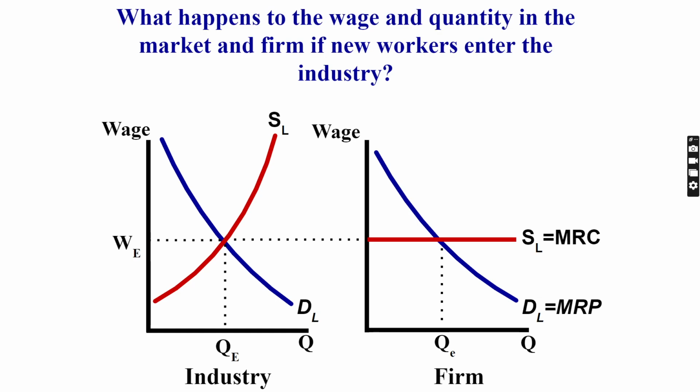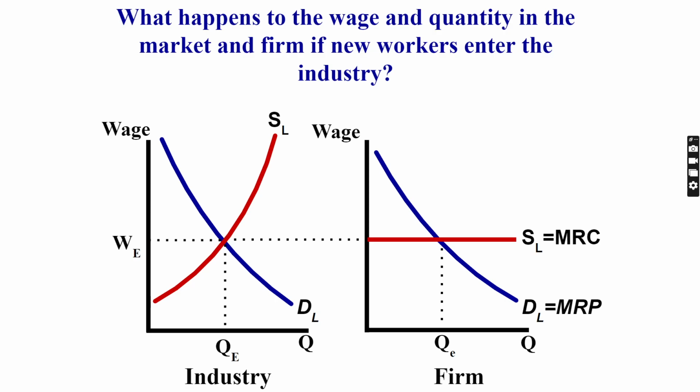And so now we're going to go through a couple of examples, and on your graphs, and if you need more time you can pause the video, but on your graphs you're going to show the change on your own. You're going to pause the video, answer the question, and then I will go over it. So the question is, what happens to the wage and the quantity of labor in the market and for the firm if new workers enter the industry, right? So if new workers enter the labor market as a whole, how is that going to impact the labor market, and then how is that going to consequently impact the individual firm?